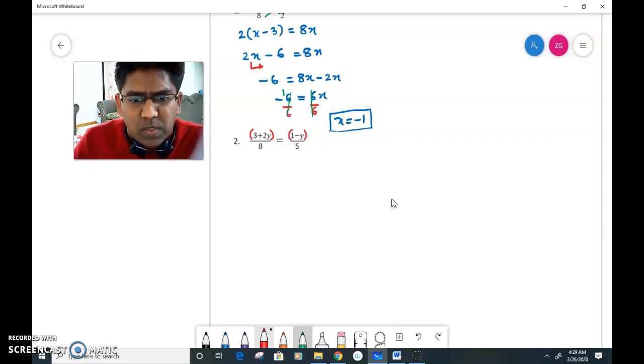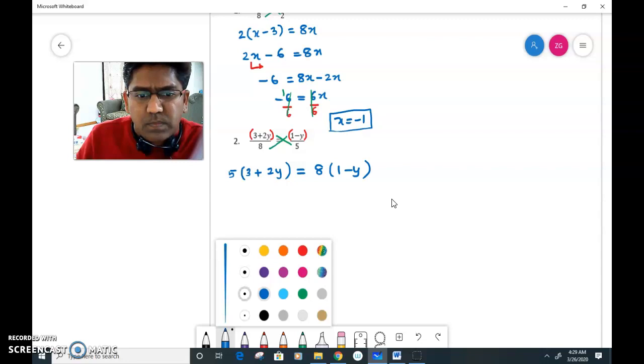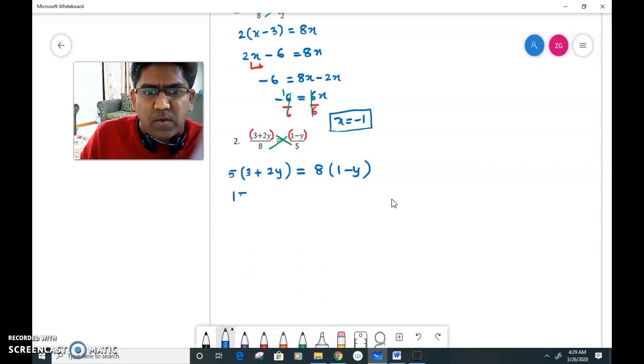So let's take a cross product and simplify. So 5 will multiply with the first bracket 3 plus 2y. 8 will multiply with 1 minus y. So I get here 5 bracket 3 plus 2y equals 8 bracket 1 minus y. So expand the bracket, I get 5 times 3 is 15, 5 times 2y is 10y, 8 times 1 is 8, and 8 into minus y is minus 8y.